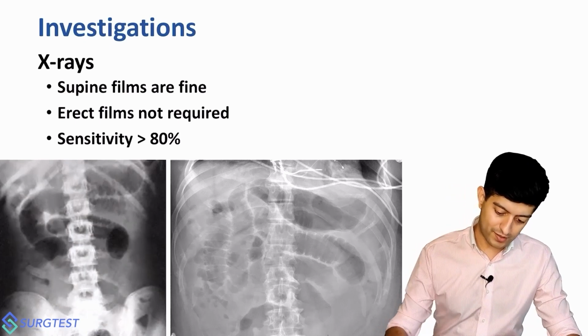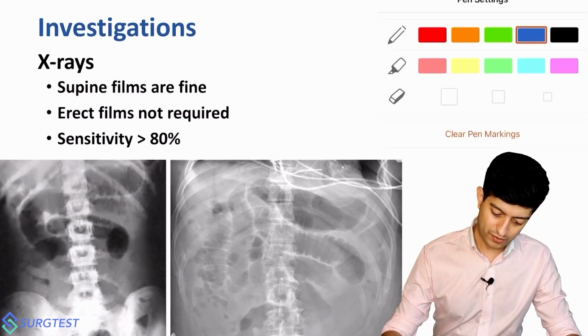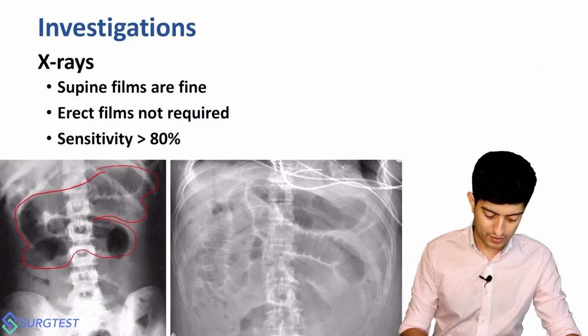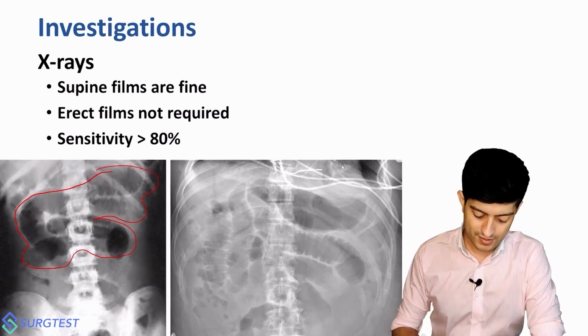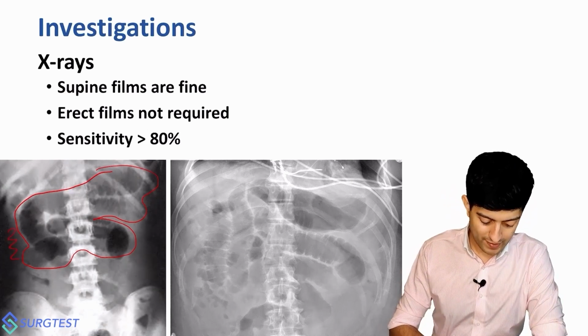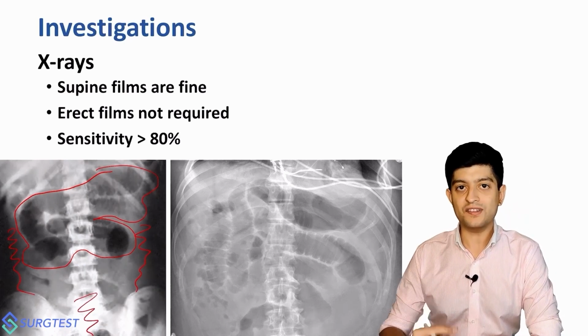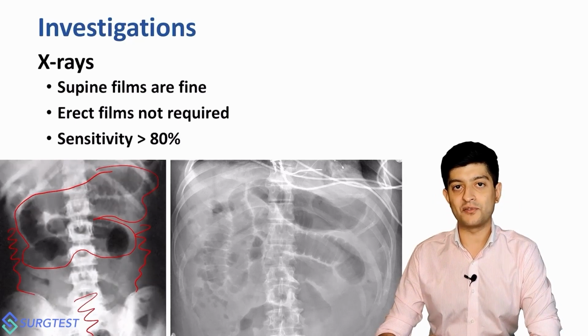So let's take a look at this film on the left. I'm going to change my pen color very quickly. So you can see the small bowel is significantly dilated over here, and there is no colonic air anywhere. The pelvis is entirely free, the two flanks are free. This is one of the first things I look for when I'm looking at an X-ray for obstruction.